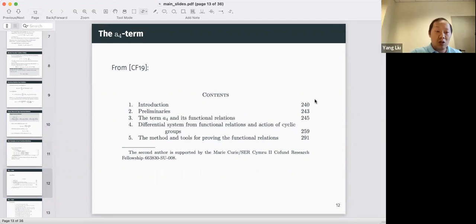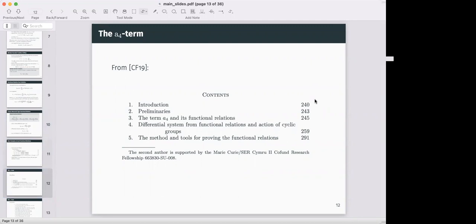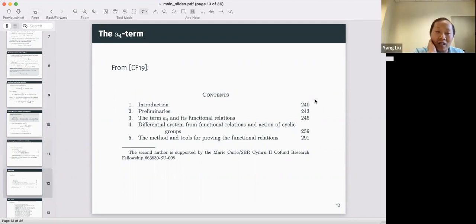Another motivation for gaining more understanding of these functional relations is the computation of the A2 to A4 terms, the higher heat coefficients. Here the A4 term means that you want to extract the fourth derivative invariants formed by the fourth derivative of your metric.